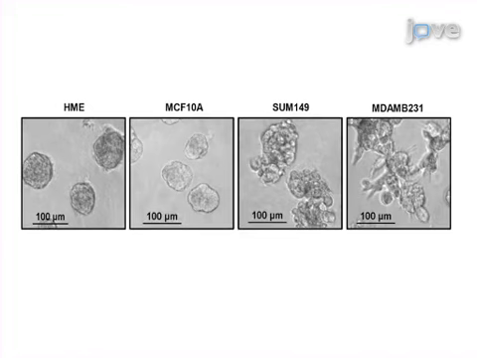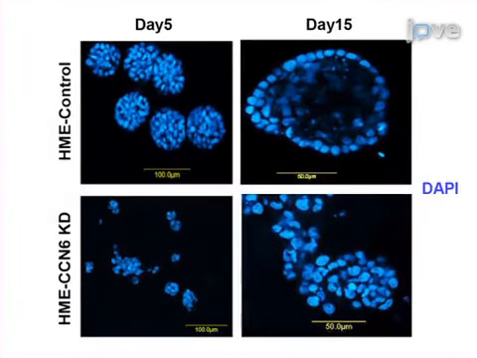Ultimately, the phase contrast and confocal images of the cells grown in 3D culture are used to identify cellular phenotypic and molecular changes and thus differentiate the benign breast cells from the malignant cells.